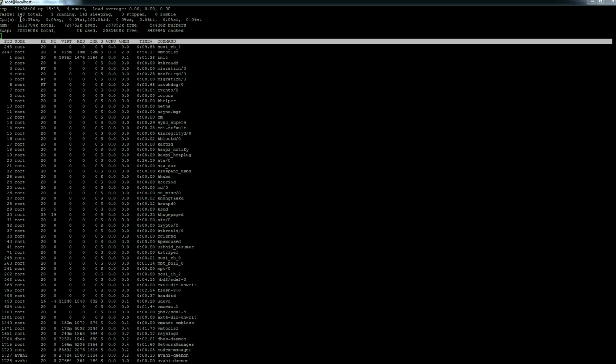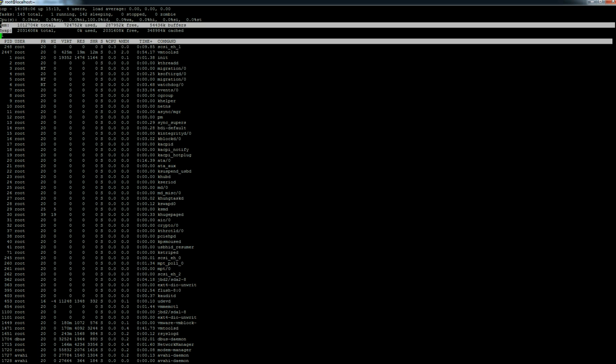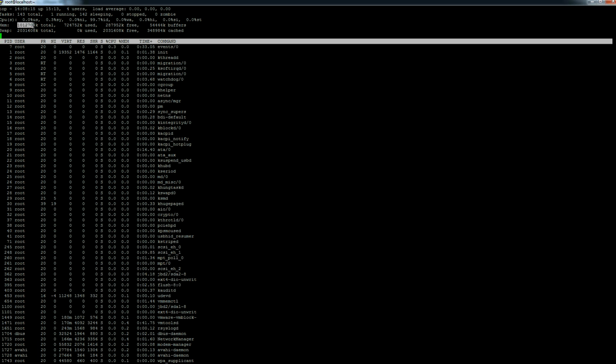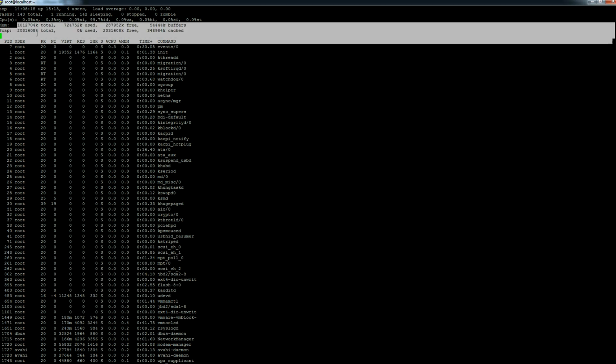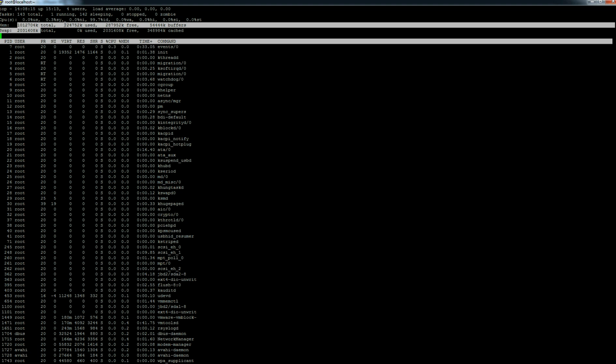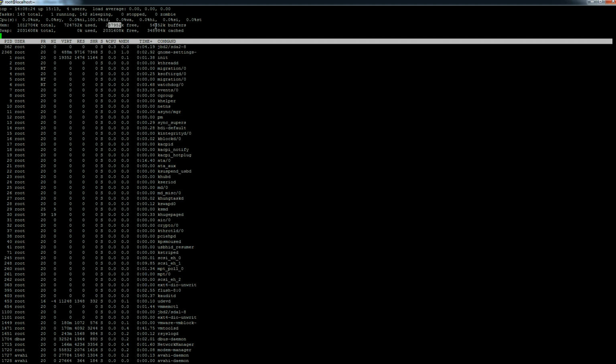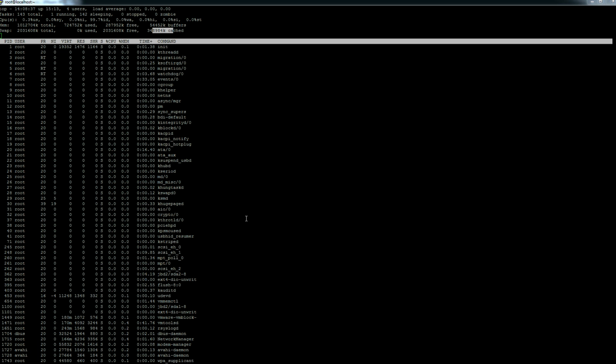And then these last two lines are just about your memory and your swap space usage. You can see here the total memory and swap in kilobytes. You have the total memory used, then what's left free, and then you have your buffers, which is also your cached. So that's basically top in a nutshell.